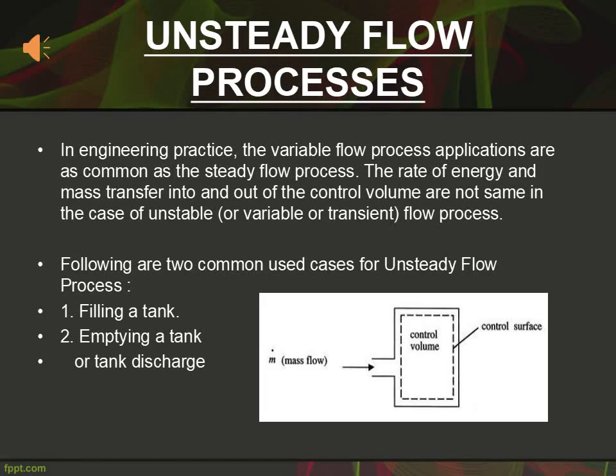For example, if we look at the figure in slide 13, we see that the mass entering the control volume is m dot, and there is no mass leaving the control volume. So from this we can conclude that the mass is increasing inside the control volume with respect to time. This means there is an unsteady flow process going through that control volume. So this is an unsteady flow process.